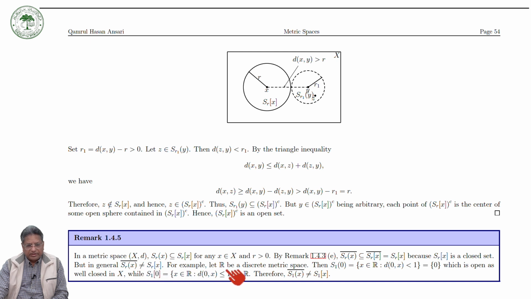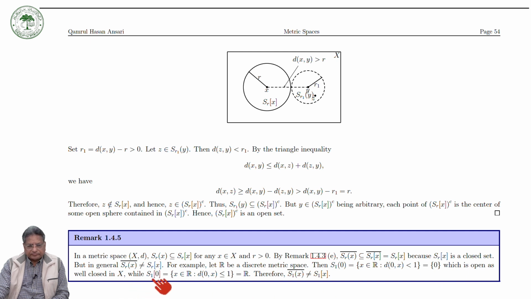For example, if X is a discrete metric space, then we can see that the open ball with center at 0 and radius 1 is equal to the set of all points x such that d(0,x) is less than 1, which must be equal to {0}. This will be only the center, which is open as well as closed in X.